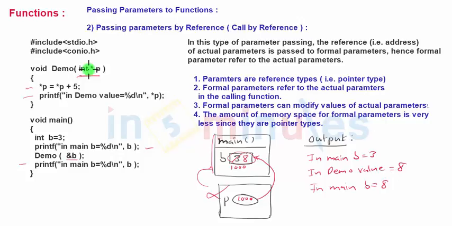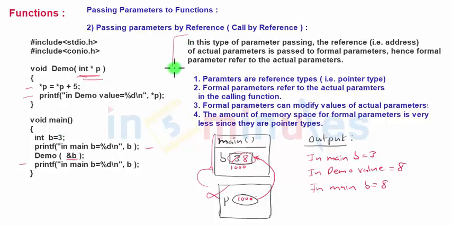Parameters are reference types, that is pointer types. Formal parameters refer to the actual parameters in the calling function. P refers to b in the function main. Formal parameters can modify the values of actual parameters. Yes, we can see p modifies the values of b, that is possible. And then the amount of memory space required for the formal parameters is very less, since they are pointers. This will be always a pointer. This can be any data type. So the memory space occupied for the actual parameter can be much bigger than the memory space for the formal parameters, because formal parameters are pointers.